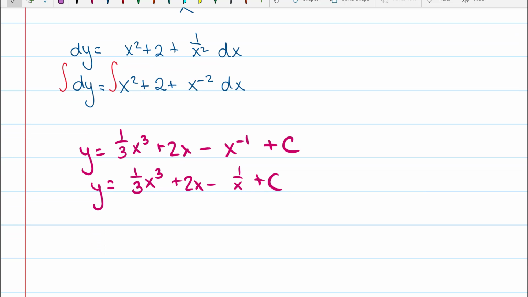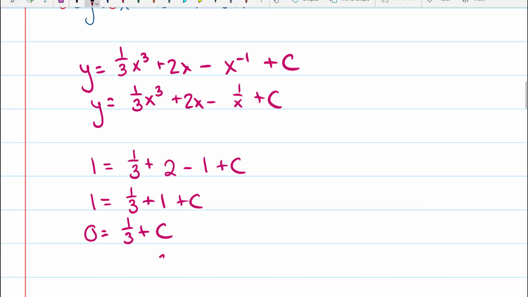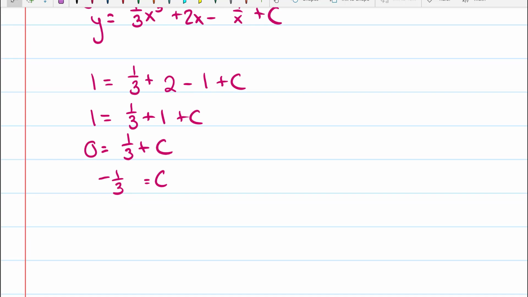And then using our initial value of 1, 1, I get 1 is equal to 1/3 plus 2 minus 1 plus c. So I get 1 is equal to 1/3 plus 1 plus c. I subtract 1 from both sides. 0 is equal to 1/3 plus c. So c is equal to negative 1/3. And then rewriting our equation, we get y is equal to x cubed over 3 plus 2x minus 1 over x minus 1/3.